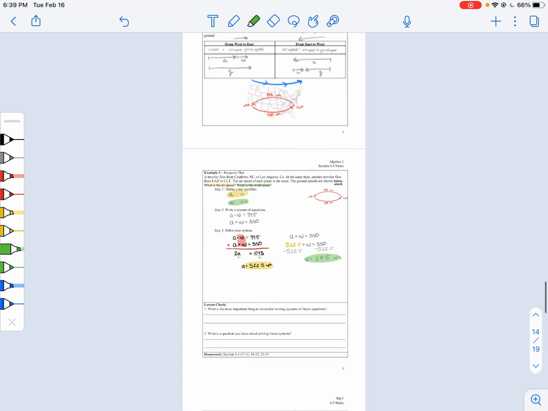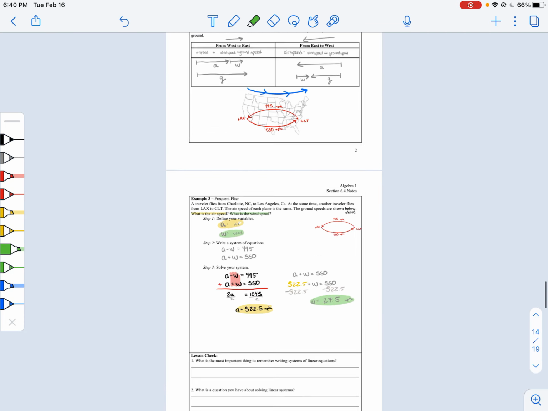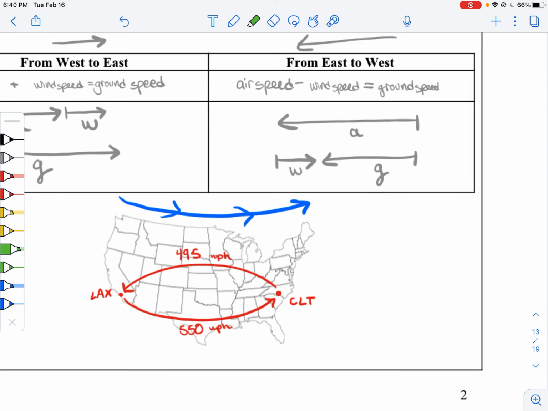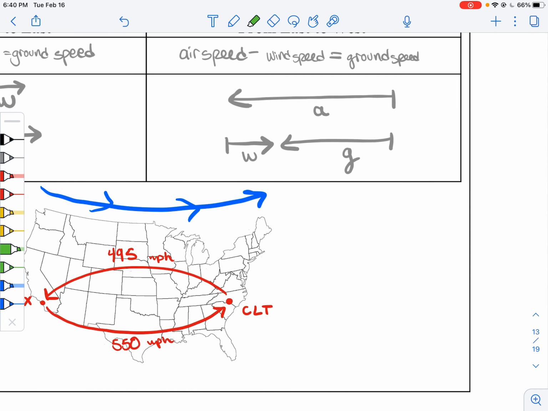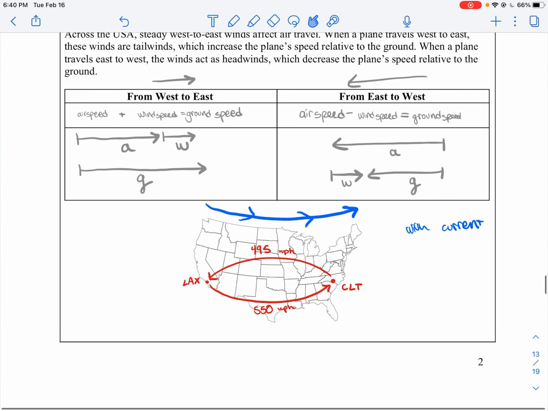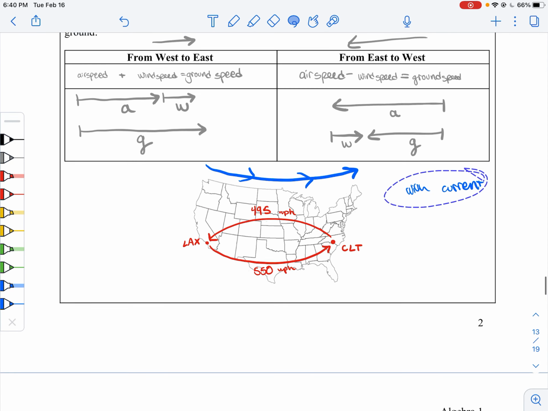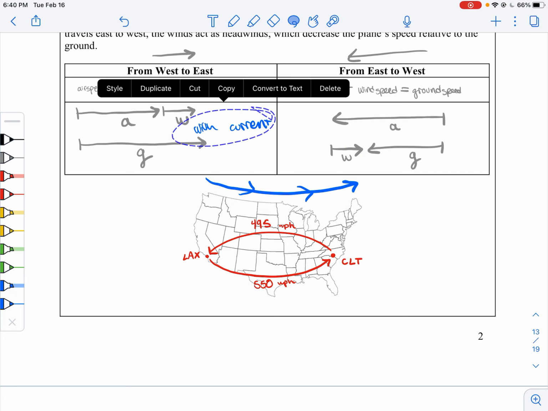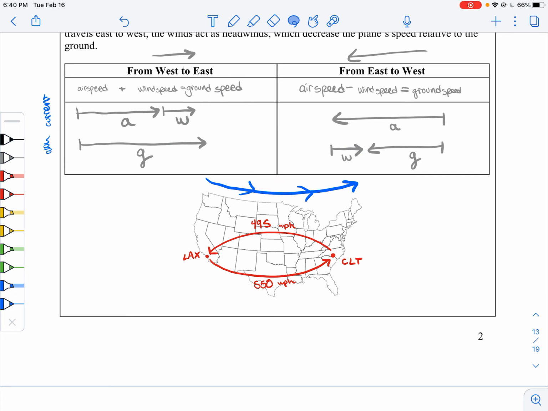Cool? Let's put a current cheat sheet right here. Are you going with the current? Then you will add them together. Are you going against the current, and the current is working against you? You need to subtract it out. That goes here.